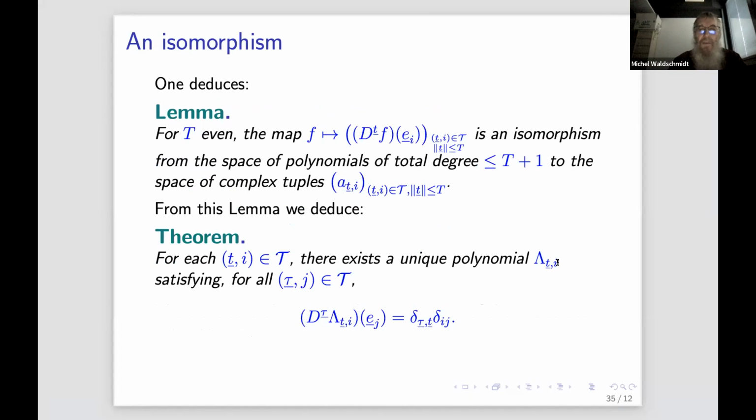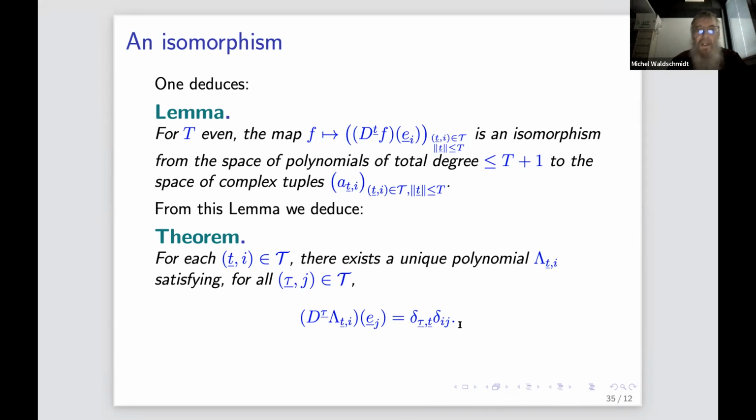I take the values 0, 1, and 2, and ti is in the set T which I described. And there is a unique family of polynomials lambda ti, such that d tau of lambda ti of ej is the Kronecker symbol, which is here. And so this is the generalization in two variables.